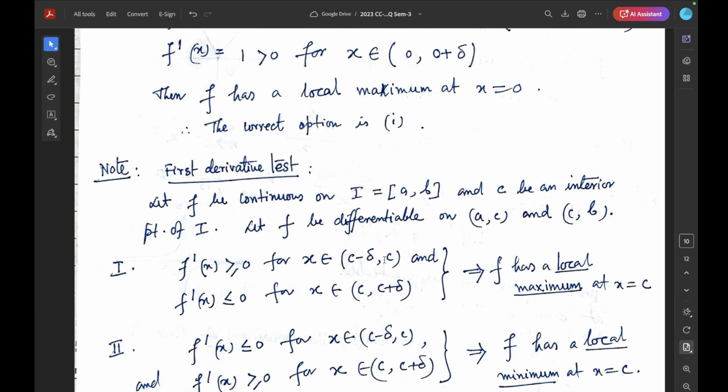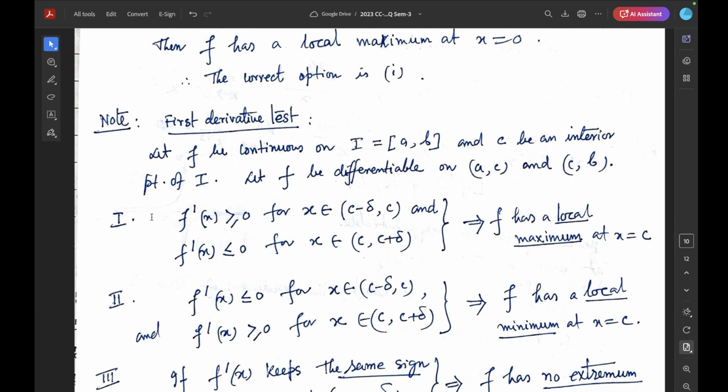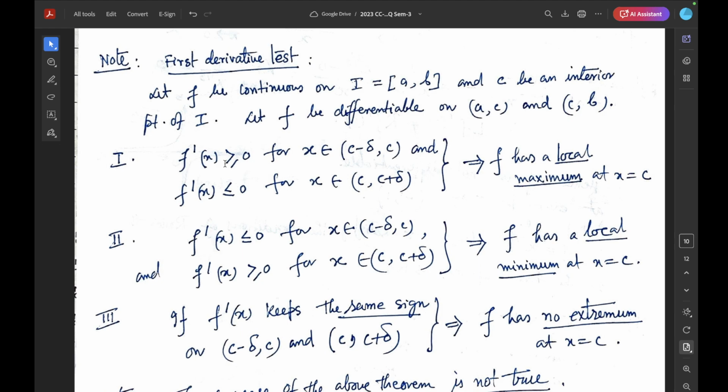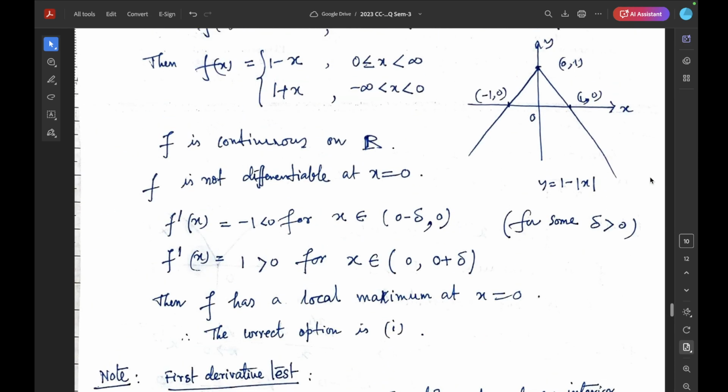Note the first derivative test theorem. Let f be continuous on the closed interval I, a to b, and c be an interior point of I. Let f be differentiable on the open intervals (a, c) and (c, b). If f dash x is greater than or equal to 0 for the left hand neighborhood of c, and f dash x is negative or 0 for the right hand neighborhood of c, then f has a local maximum at x equal to c, and this is our case.